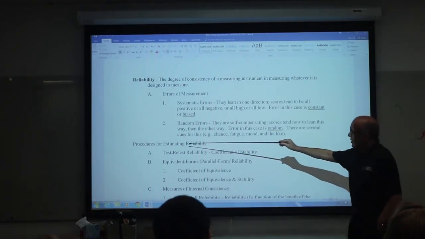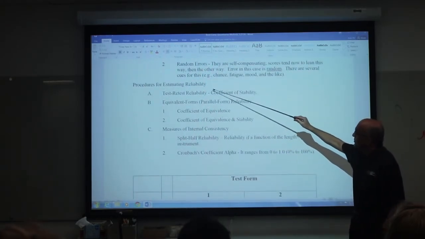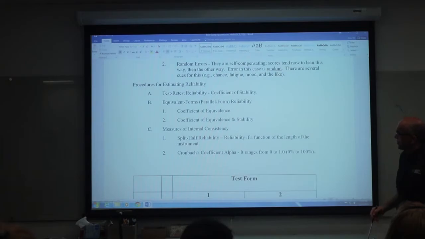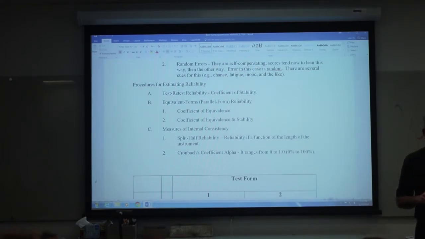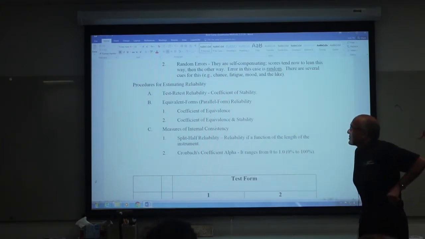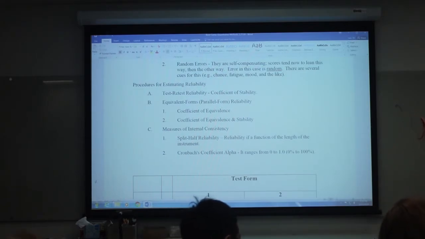So there are different ways to estimate reliability. And if you ever want to impress a measurement person, when you get to reliability, use the word estimate. He or she would love it. Because we estimate the reliability. You never have the perfect number. Don't say establish, say estimate.